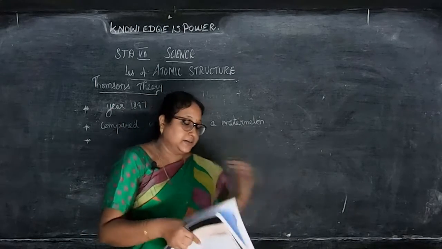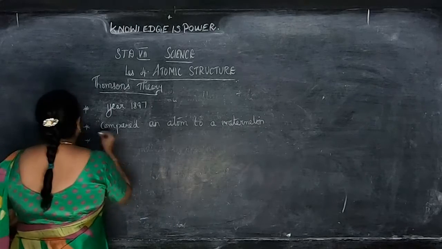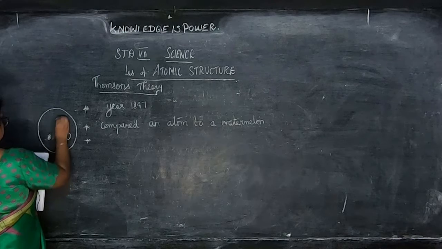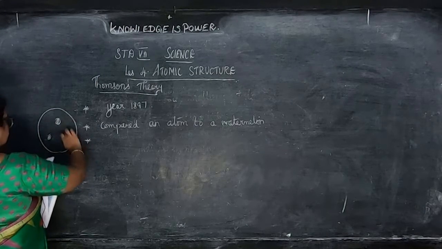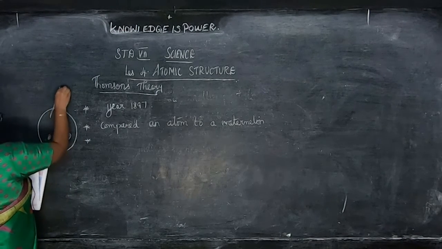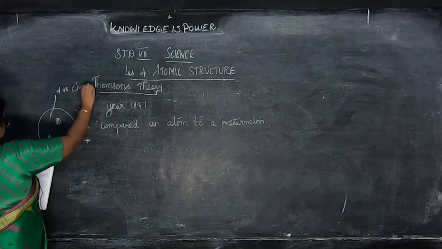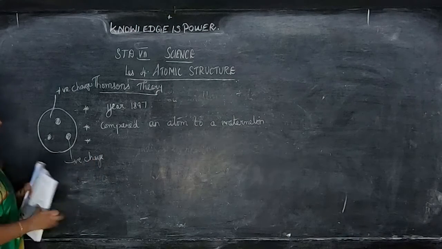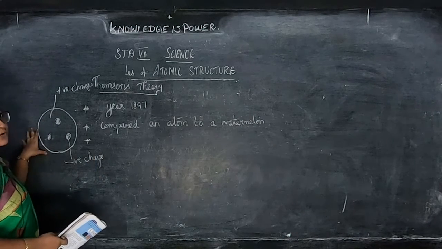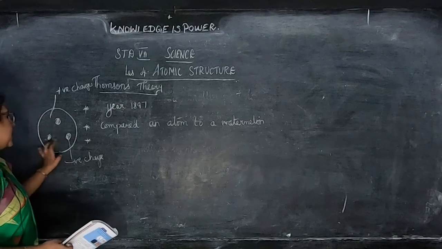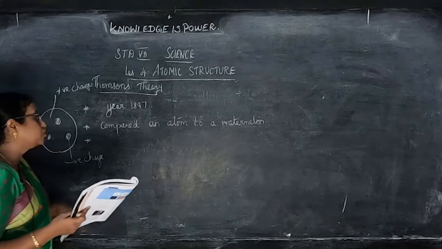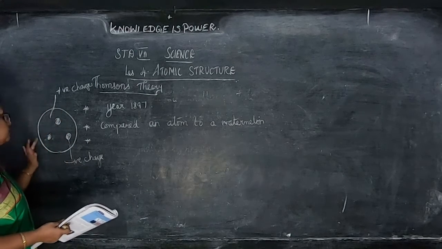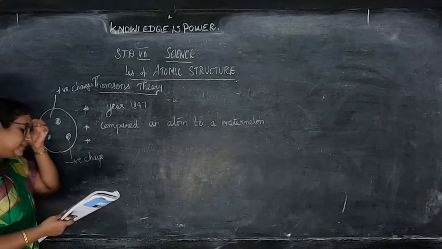Okay, children? So see this picture here. This is Thomson's model. It looks like a watermelon. This is the red part, which is a positive charge, and the seeds which you see here are the negative charge, electrons. So this is Thomson's model. He is comparing an atom to a watermelon, where the outside is a positive charge, and the seeds are the negative charge particles.